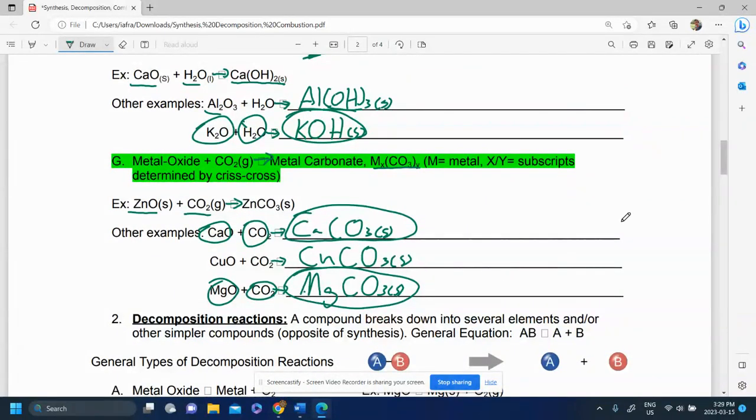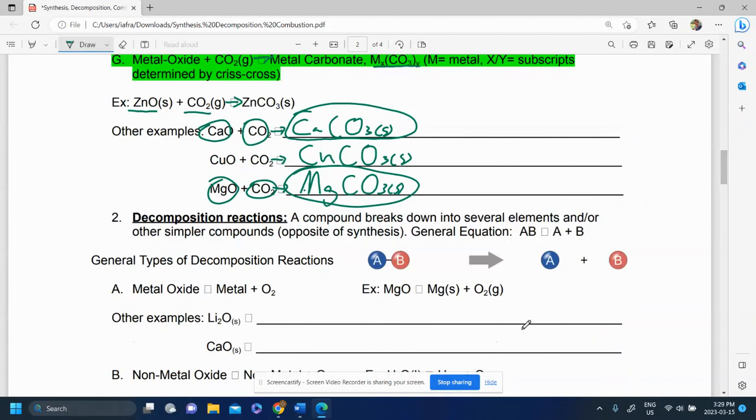In the next video, we will go over how to predict products of decomposition reactions.